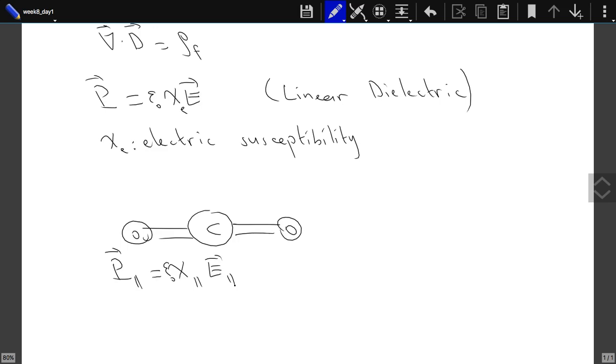But if you apply an electric field perpendicular to the axis of the molecule, well, the electrons and the nuclei will not be able to move that much. So the polarization perpendicular to the axis, and the susceptibility in the presence of an electric field perpendicular to the axis, in general will be different.